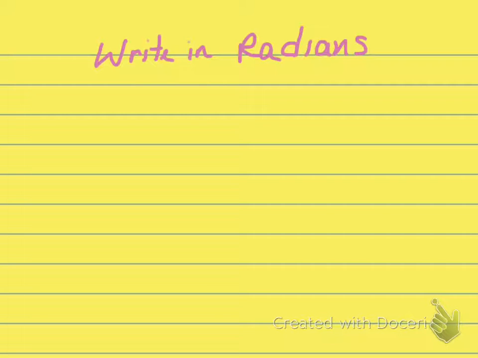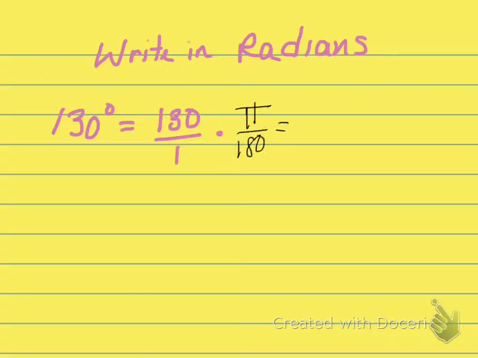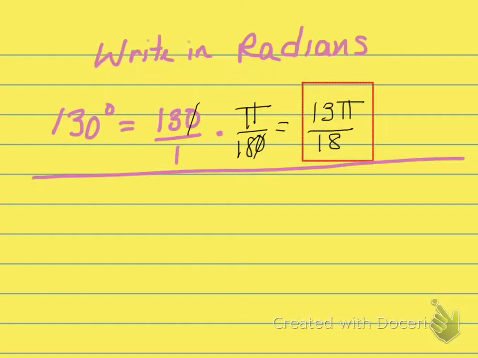So let's just say I'm given a degree measurement and I want to convert it to radians. My first example here is 130 degrees. I take that and multiply by pi over 180. I can simplify and I get 13 pi over 18, and that is it. So 130 degrees would be the same as 13 pi over 18.